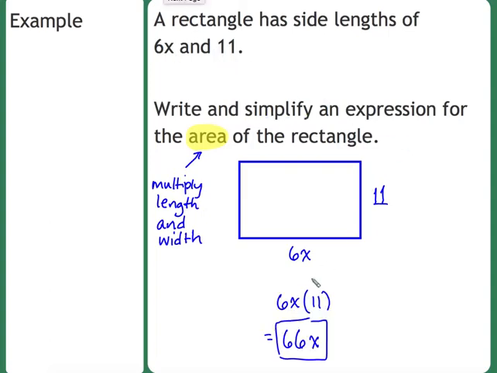All right, so for multiplying the length and the width, we're doing 6x times 11. So now we can go ahead and multiply the 6 times 11 to get 66 times x.